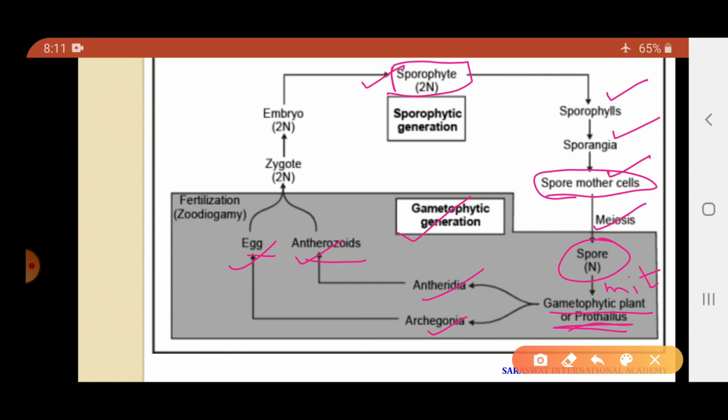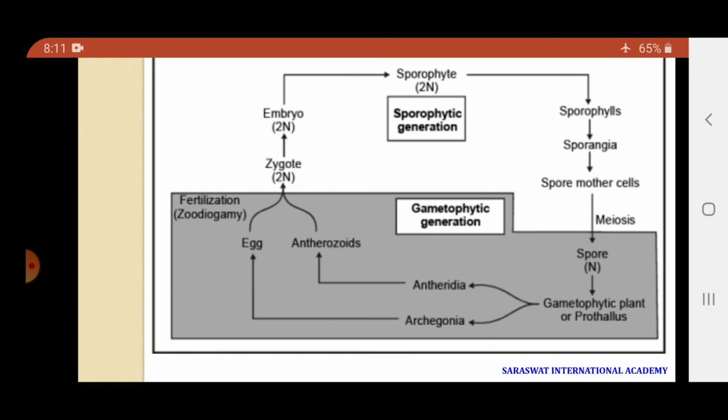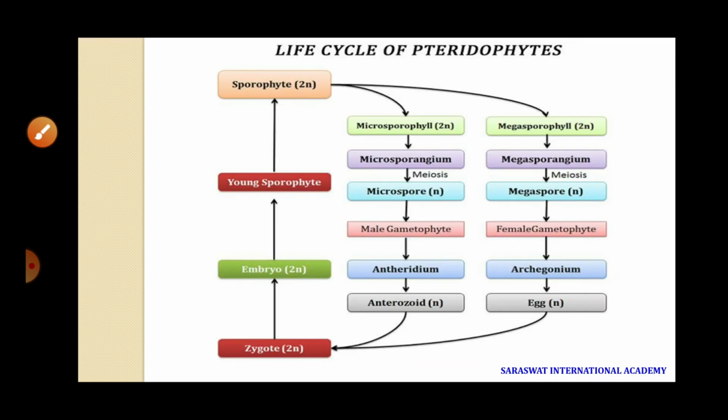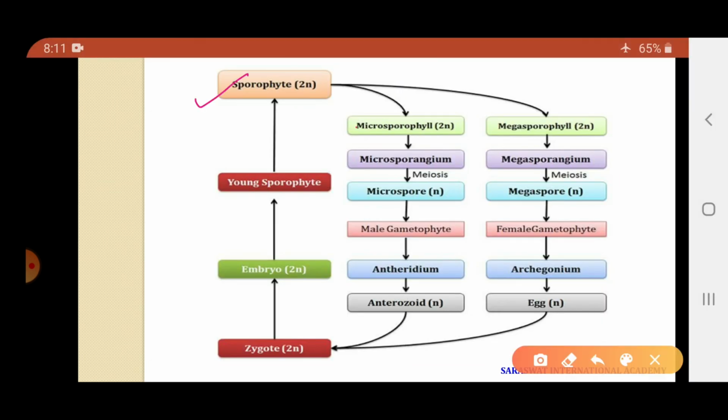The egg and antherozoids, they will fuse, that is fertilization. Zoidiogamy, that is eggs, basically antherozoids, they swim in the water, or basically through the medium of water they reach the egg. What is formed? Zygote. The starting of the zygote marks the start of the sporophytic generation. Zygote will develop into embryo, and this embryo will form the new sporophytic plant with the root, stem and leaves. Again, this is main plant body sporophyte.